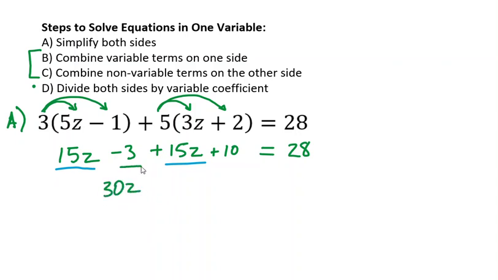And then I'm going to combine the terms without z. That's negative 3 plus 10, which is positive 7. Bring down the equal sign. I'm still not having the left and right side interact with each other.